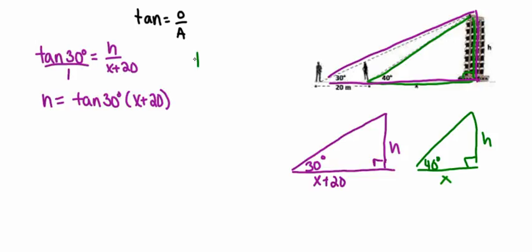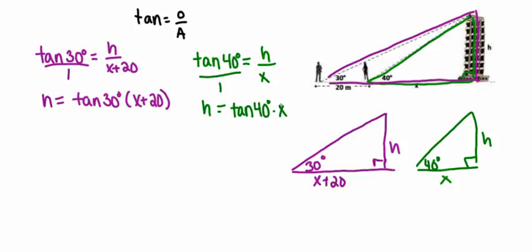Like I did for the purple triangle, I'm going to start by writing down the ratio. Tangent of 40 degrees is equal to the leg opposite, h, over the leg adjacent, x. And again, I'm going to cross multiply. So h is equal to tangent of 40 degrees times x. And like the purple triangle, I'm at a standstill now. There's not a whole lot I can do with this because I cannot substitute it into the calculator.